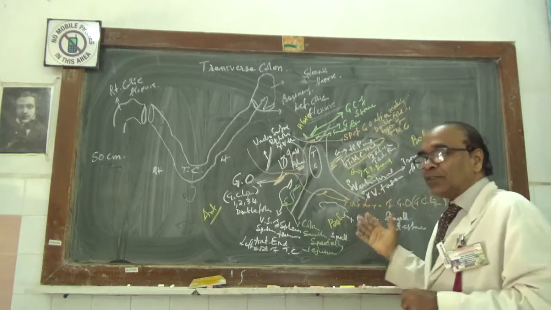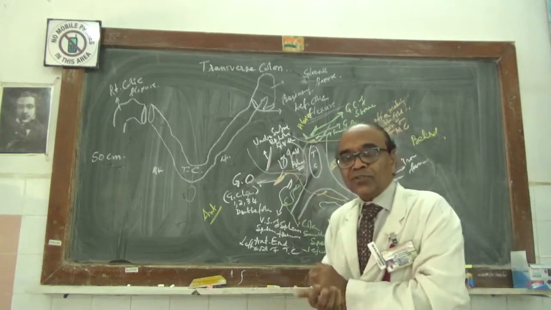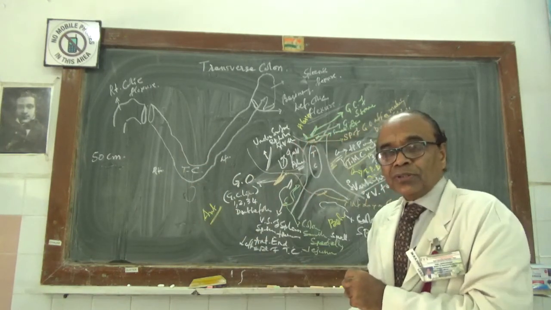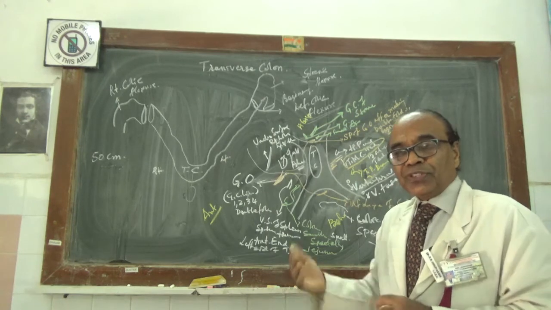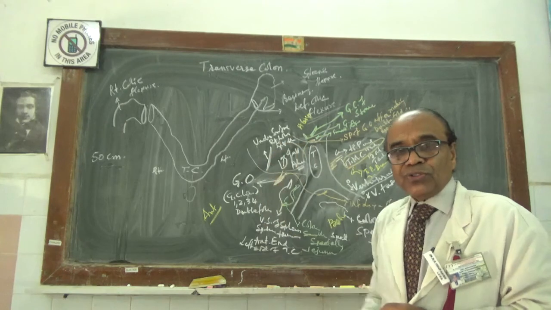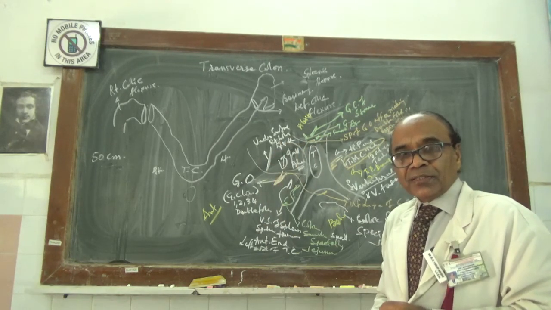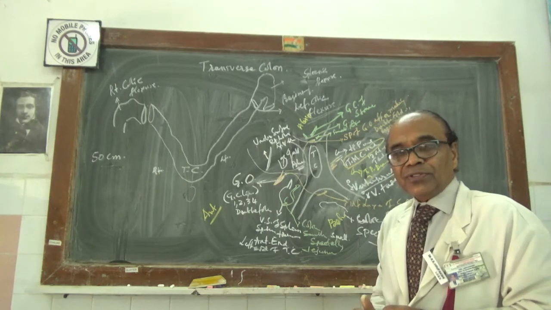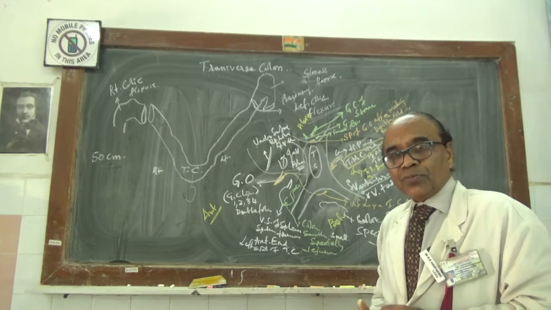Now what is the lymphatic drainage? Lymphatic drainage is also in the same pattern, right part and left part. The right part will be drained by the what? Superficial and deep lymph vessels of the right part of the transverse colon. It goes into the colic, that is, the mid-colic group of lymph nodes. Mid-colic goes into the superior mesenteric group of lymph nodes.